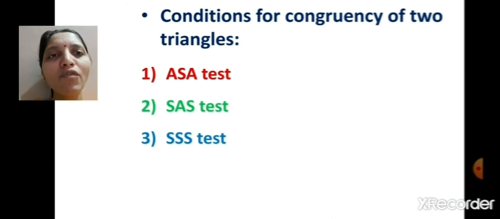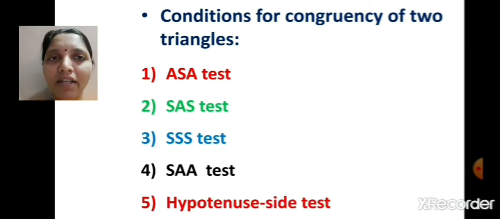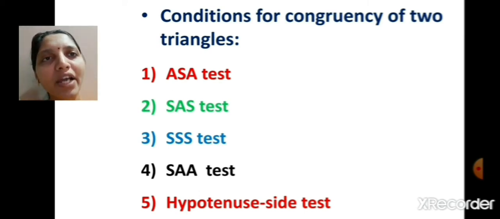That is, if all the three corresponding sides of two triangles are congruent, we can say that the two triangles are congruent. In the fourth test, we have seen the side angle test. The two corresponding angles and a non-included side are congruent. The last one, the hypotenuse side test. This test is used only for right angle triangles. In this test, if the hypotenuse and the corresponding side of two triangles are congruent, then the two triangles are congruent.